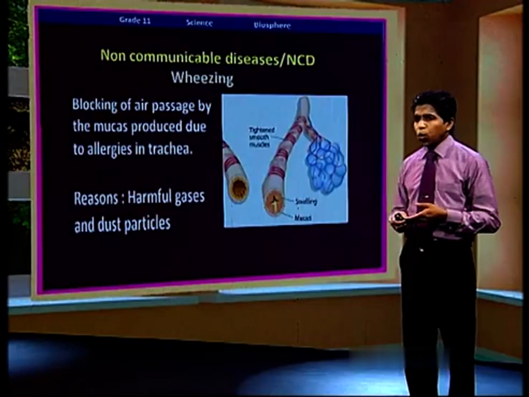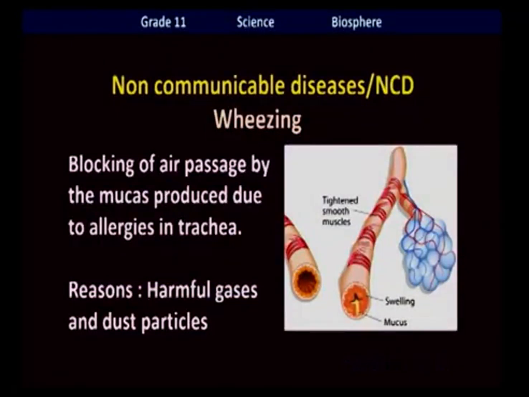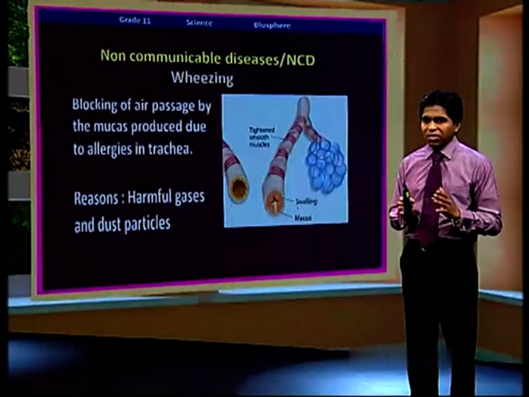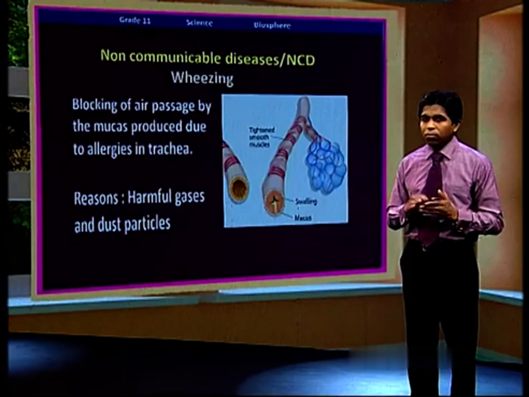Next one, wheezing. This is the blocking of the air passage by the mucus produced due to allergies in the trachea. You can see in this diagram, the second picture, the swelling of the trachea due to the mucus. Then the air passage becomes narrow, with less room to pass oxygen. So narrowing of the air passage of the trachea can cause breathing difficulty. Then you have to take some inhalers which contain chemicals to expand this passage, the trachea and bronchioles.